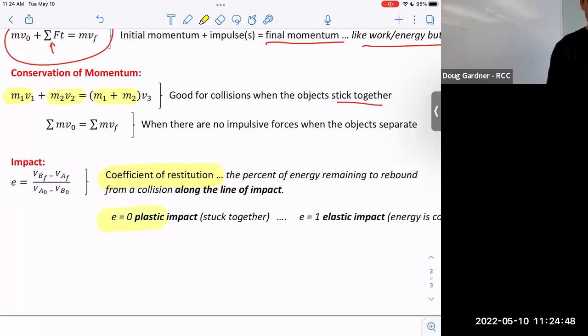So if E is 0, then that's considered, you don't need to know this, but that's considered plastic, like it's stuck. It's stuck to it. A hacky sack bouncing off the table is probably not going to bounce at all. It's just going to stick. So that's 0%. You got nothing back, basically. It had all this energy coming in. How much came back? None.